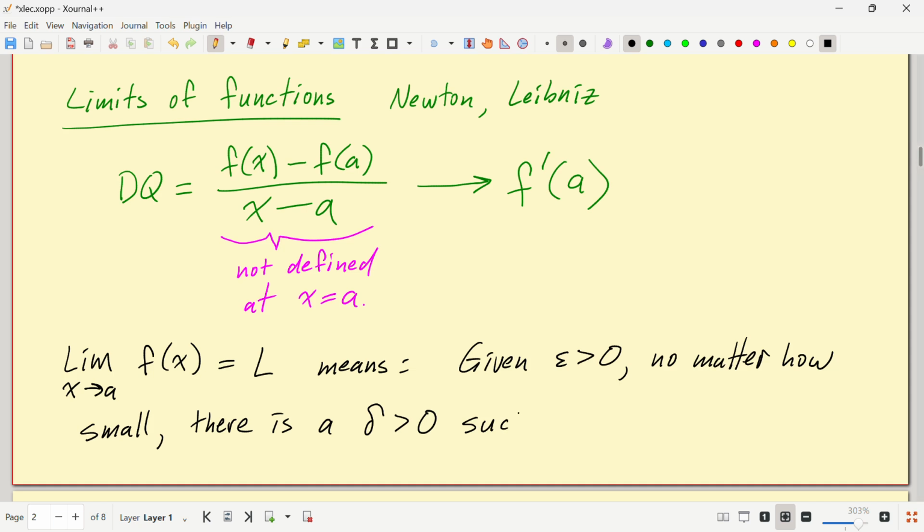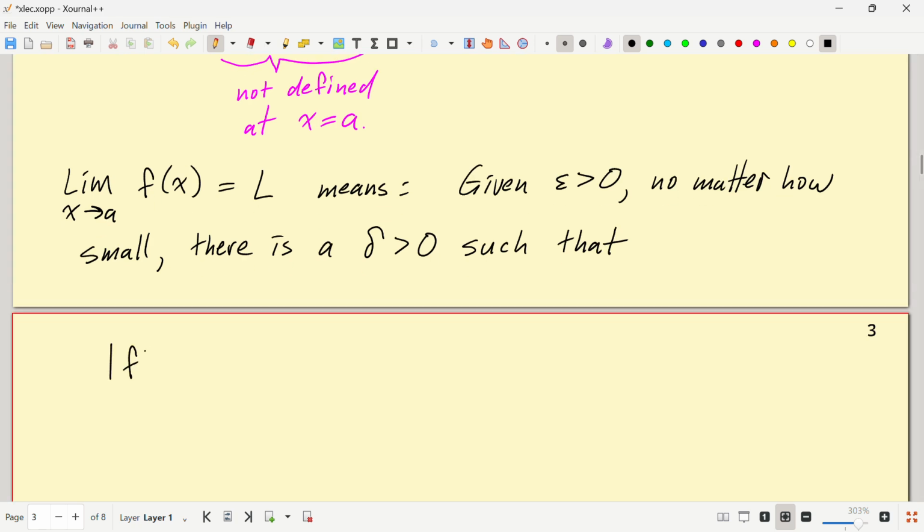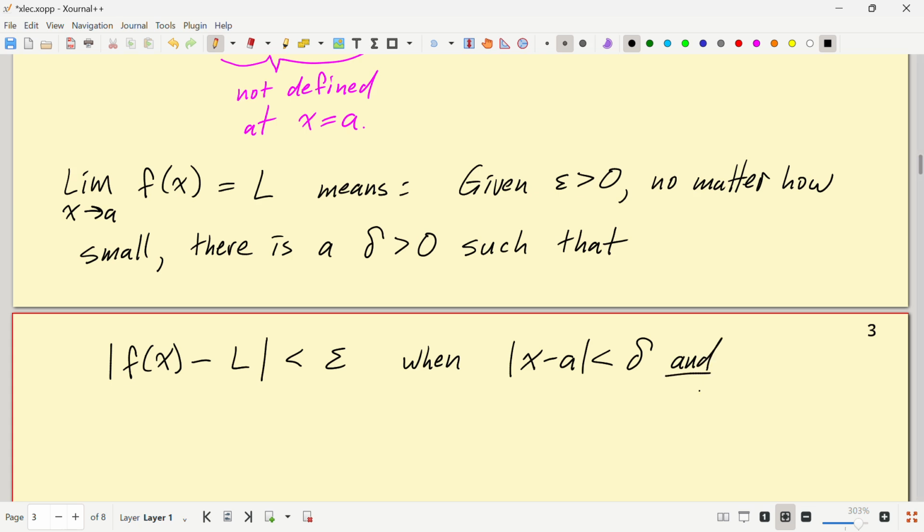Such that f of x minus the limit is within a tolerance of epsilon when x minus a is within delta. And here's a critical thing. Our function might not even be defined at a, but it might still have a limit. So it's important to say here x is not equal to a. Then we can talk about derivatives. So that's important.